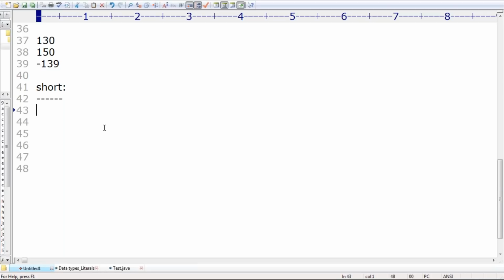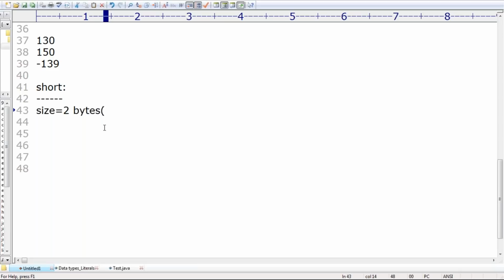We are not required to discuss anything more about short, because in real-time coding we are never going to use this concept. But let me talk about just two points. What is the size of short? Please respond. No response. Okay. The size is 2 bytes. 2 bytes means 16 bits.